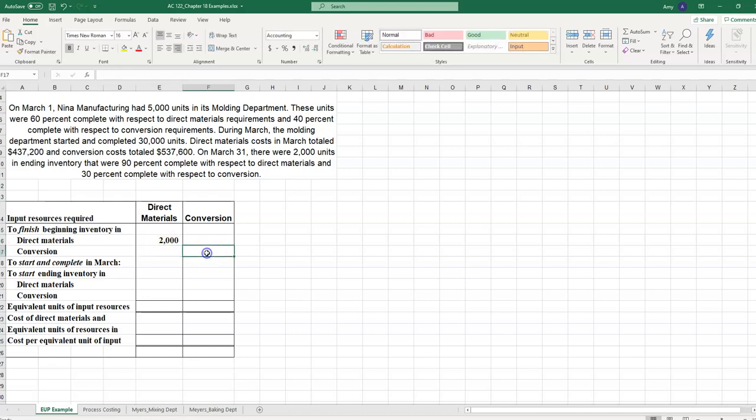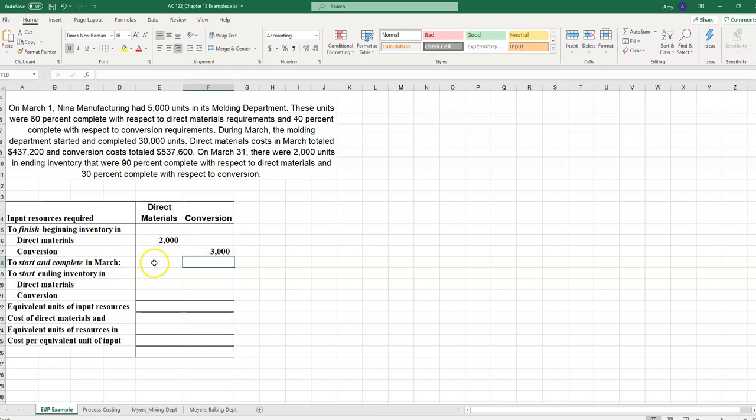For the conversion costs, those are 5,000 units and they were 40% complete with respect to conversion requirements. So if they were already 40%, we need to do another 60% to finish them to 100%. So we take those 5,000 beginning units times 60%.